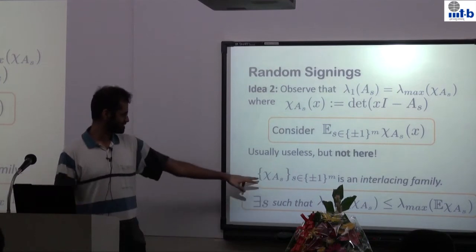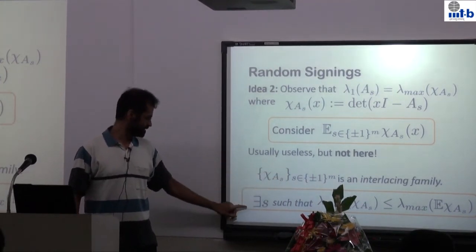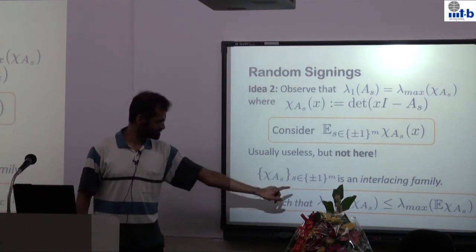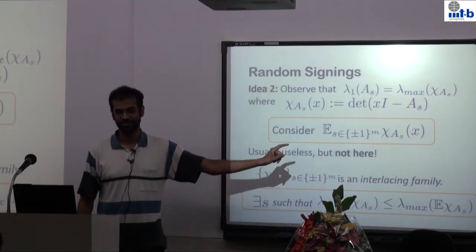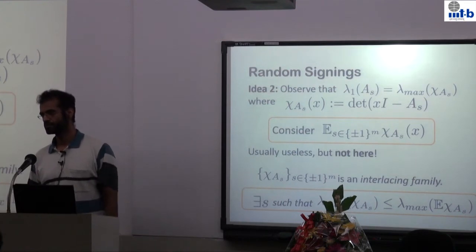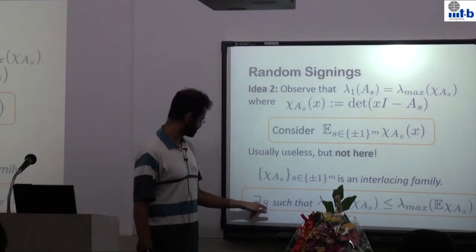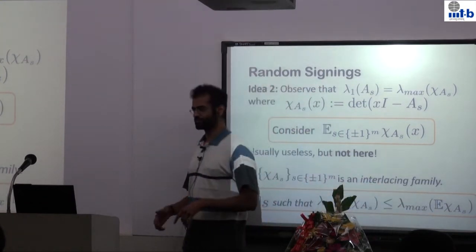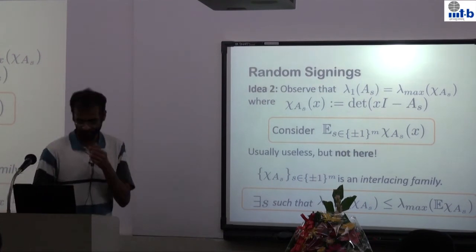But it turns out in this case, these polynomials have a special property, which I will discuss in detail, which implies the following statement: there must exist a signing s, so that the largest root of chi of A sub s is at most the largest root of the expected characteristic polynomial. So basically, you're able to relate the existence of one polynomial to the roots of an average polynomial, which is a different kind of object.